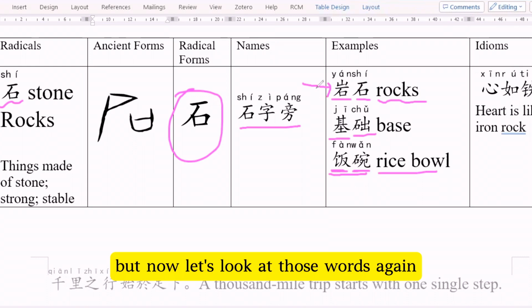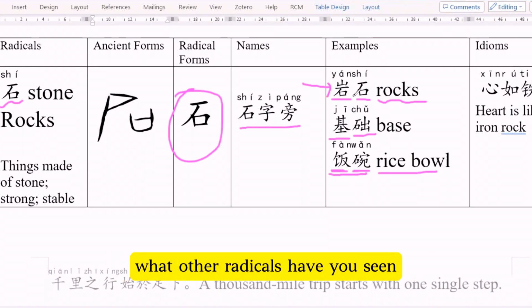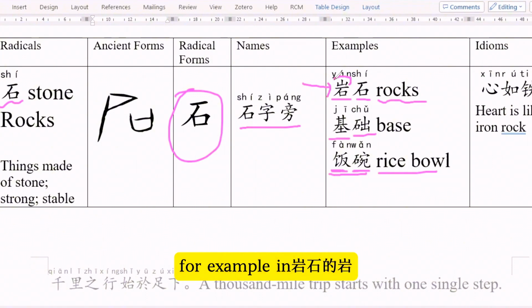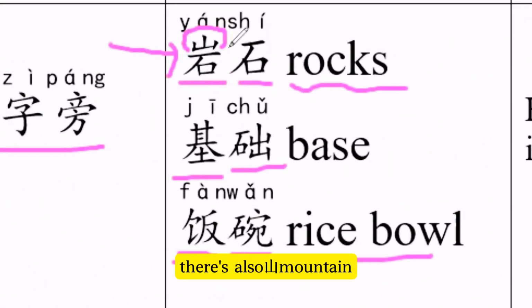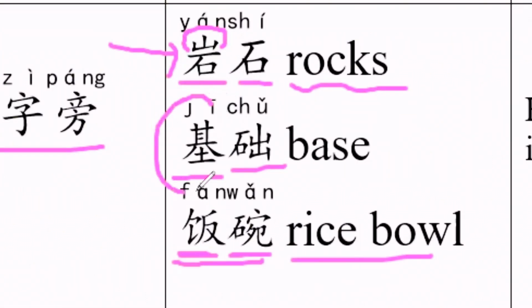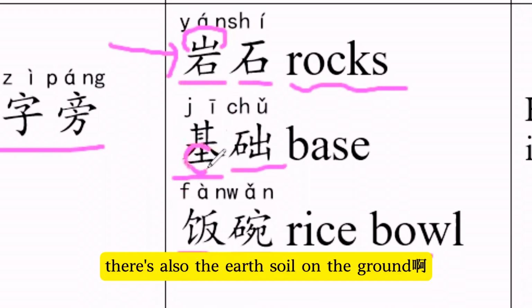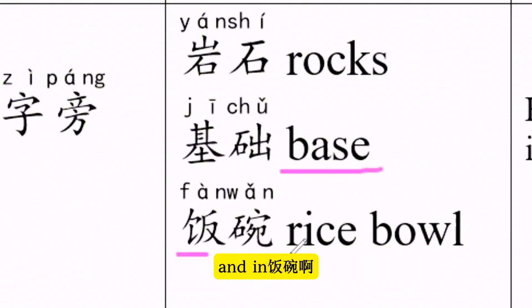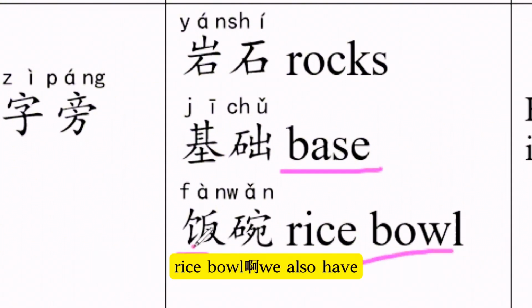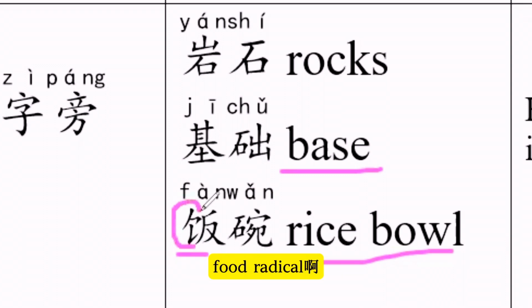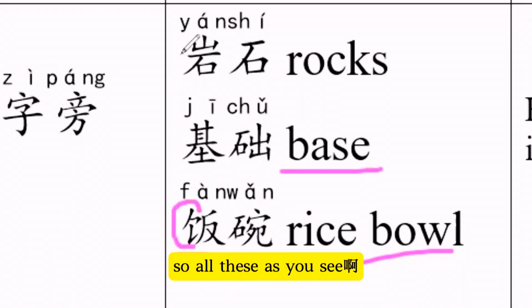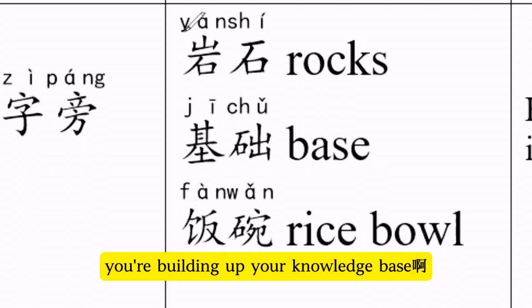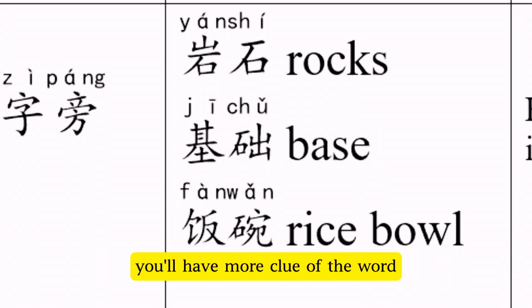But now let's look at those words again. What other radicals have you seen? For example, in 岩石的岩, there's also 山, mountain. In 基础的基, there's also the earth, soil, or the ground, because that's where you build your base, right? And in 饭碗, rice bowl, we also have the food radical. So all these, as you see, you're building up your knowledge base. You'll have more clues of the word.